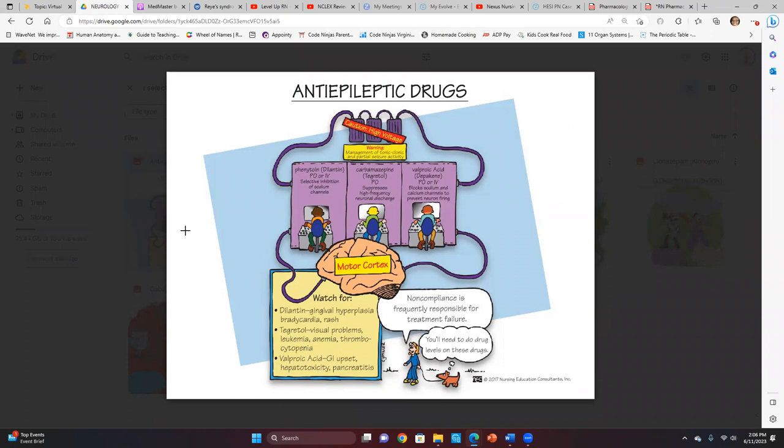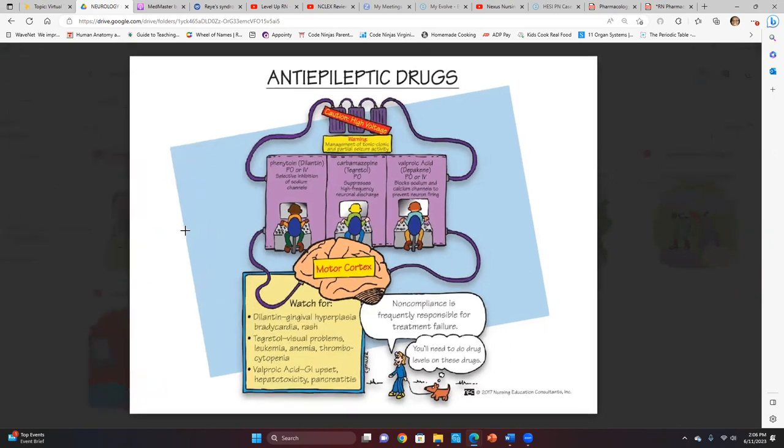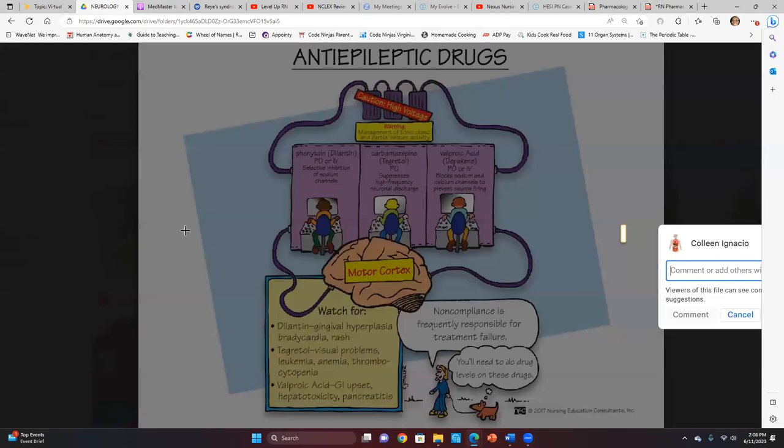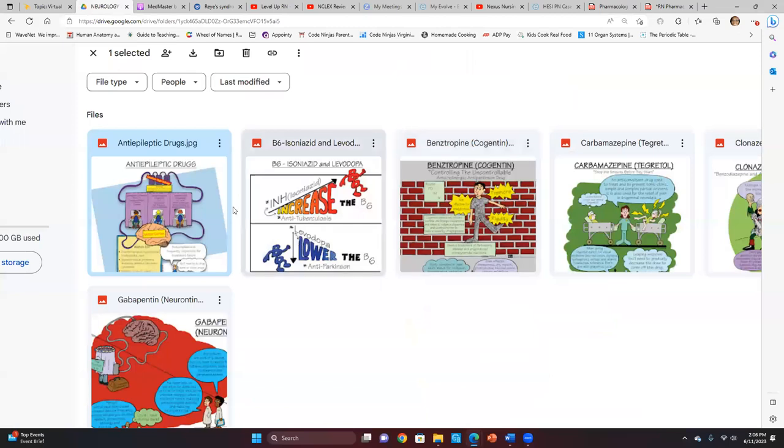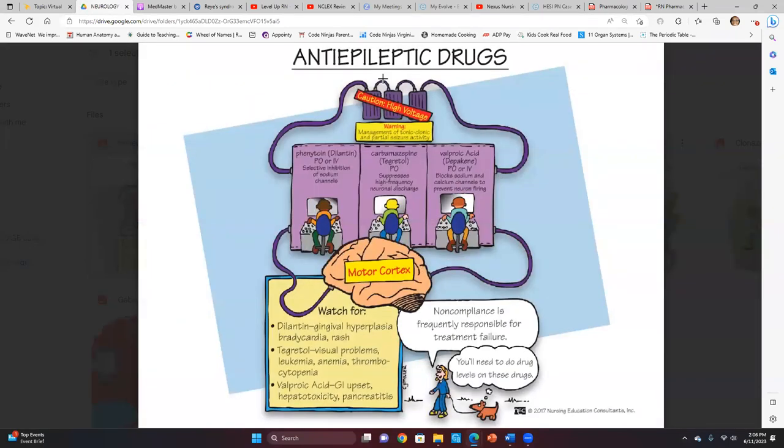I'm now going to go into anticonvulsants or anti-epileptic medications, and I don't see any questions in the chat, so I'm going to keep going. All right, so when we think about anticonvulsants, I'm thinking phenobarbital, phenytoin, valproic acid, gabapentin. Let me make this a little bigger so you can see it better. Again, anticonvulsants: phenobarbital, phenytoin, valproic acid, gabapentin.